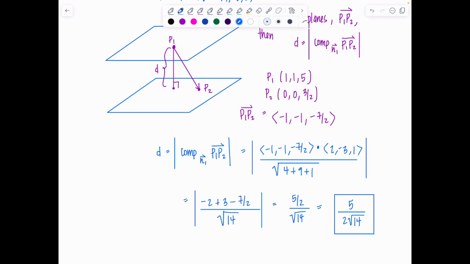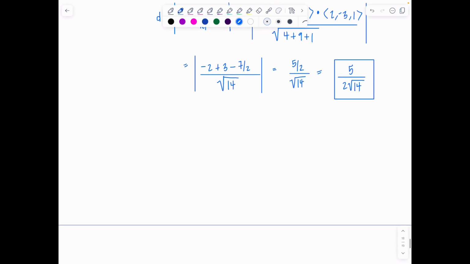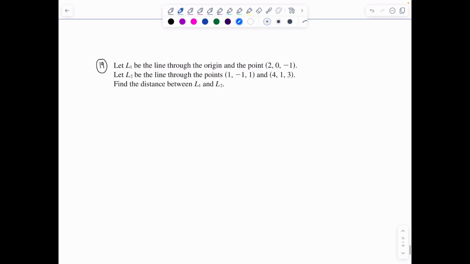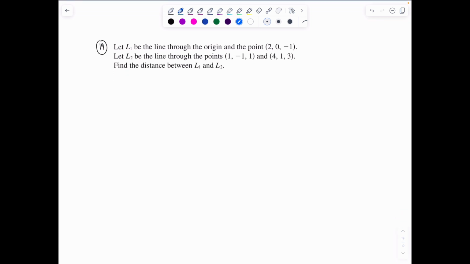Very good. Now the last one I'm going to do, I didn't assign in the homework, but it's an important problem, and it comes up a lot, so I figured why not show it here. So let L1 be the line that goes through the origin and the point 2, 0, negative 1, and let L2 be the line that goes through the points 1, negative 1, 1, and 4, 1, 3. Find the distance between L1 and L2.